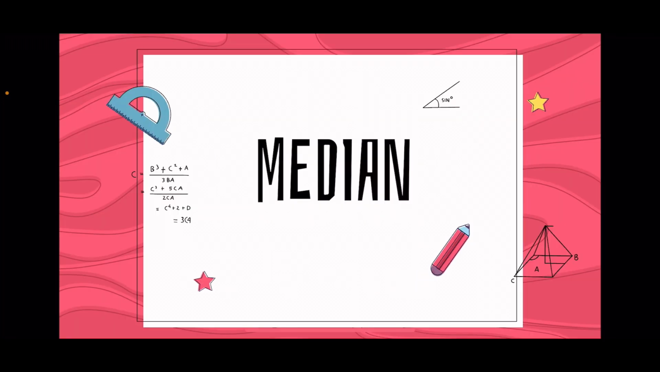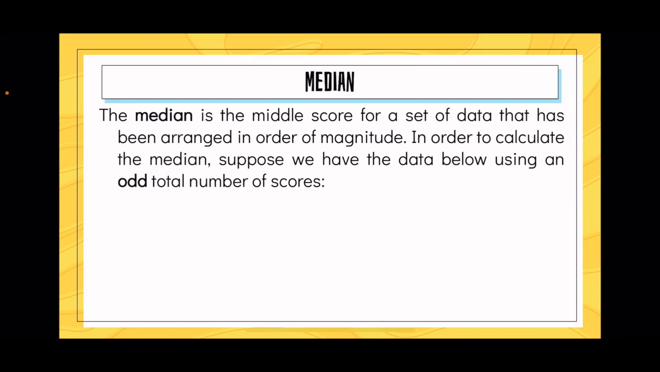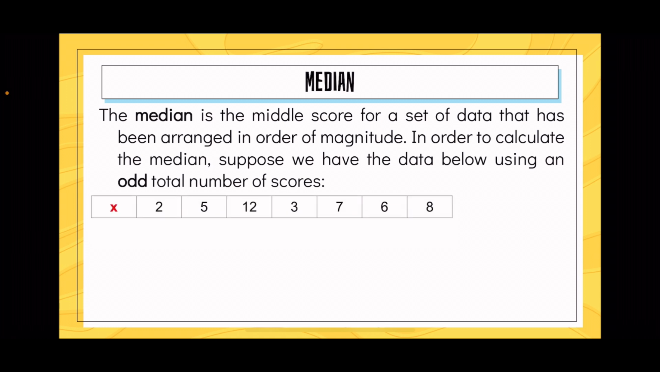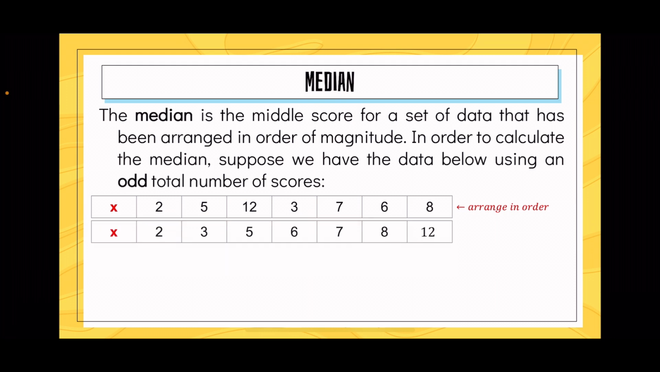The next measure of central tendency that we are going to discuss is the median. The median is the middle score for a set of data that has been arranged in order of magnitude. In order to calculate the median, suppose we have the data below using an odd total number of scores. So we have here an example: 2, 5, 12, 3, 7, 6, and 8. What is the first thing that we're going to do? Right, we are going to arrange this data in order from lowest to highest. So it will become 2, 3, 5, 6, 7, 8, and 12.